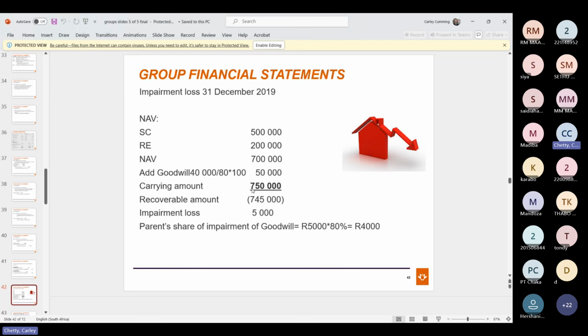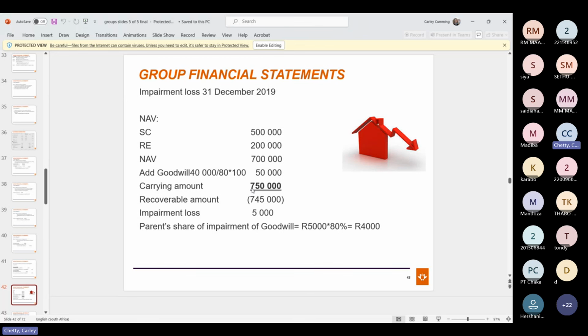And that will give us a total carrying amount of 750,000. So we are going to compare that carrying amount of 750,000 to the recoverable amount, which is 745,000. So the carrying amount is greater than the recoverable amount. So we therefore have to impair this amount. So we are going to impair goodwill.